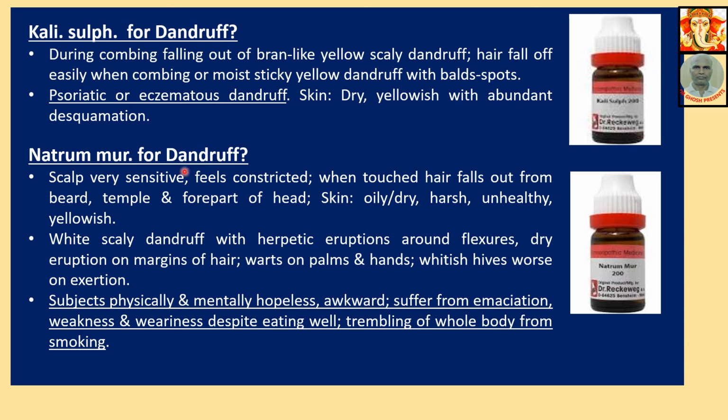Natrum muriaticum for dandruff. Scalp very sensitive, feels constricted. When touched, hair falls out from beard, temple, forehead of head. Skin oily, dry hairs. Unhealthy, yellowish. White scaly dandruff with herpetic eruptions around flexures, dry eruptions on margins of hair. Warts on palms, hands. Whitish hives, warts on exertion.